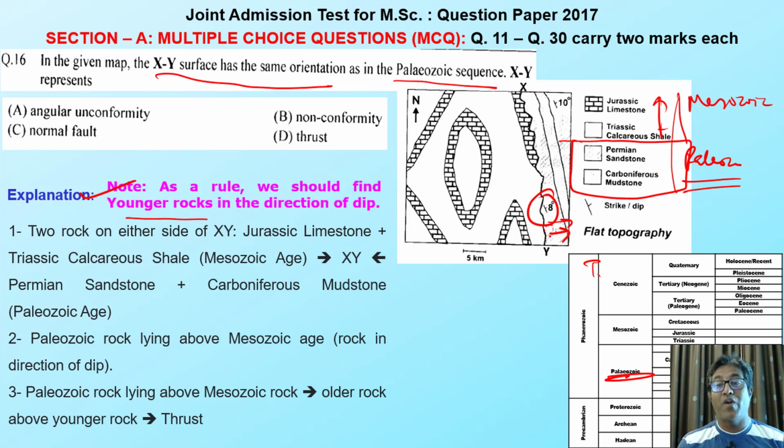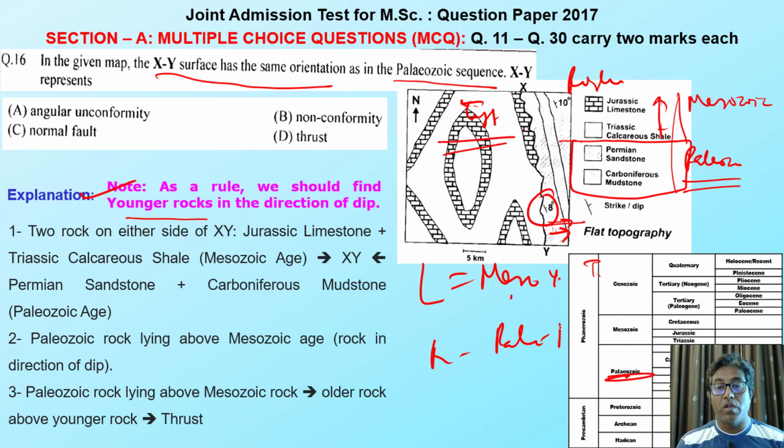So we have to identify what exactly the XY surface is. Now in my diagram, this is the left hand side of XY and this is the right hand side of XY. On the left hand side I have Mesozoic rock and on the right hand side I have Paleozoic rock. Mesozoic rock is the younger one and the Paleozoic rock is the older one. And you can see I have the older rock in the direction of the dip.